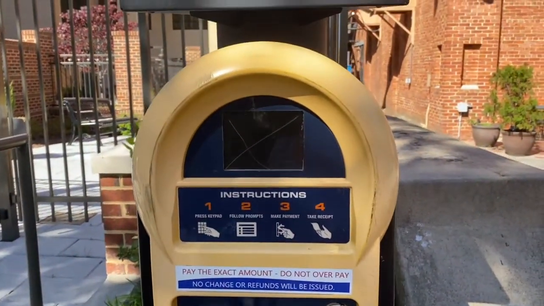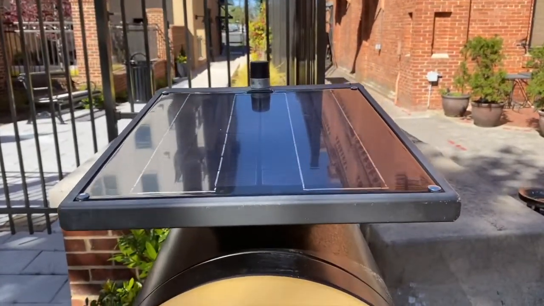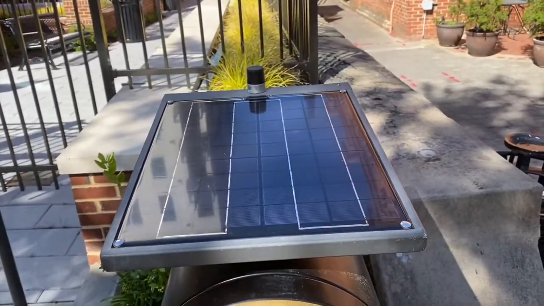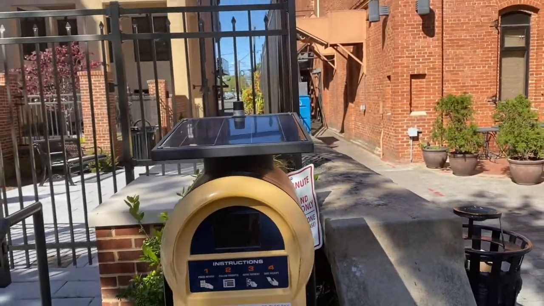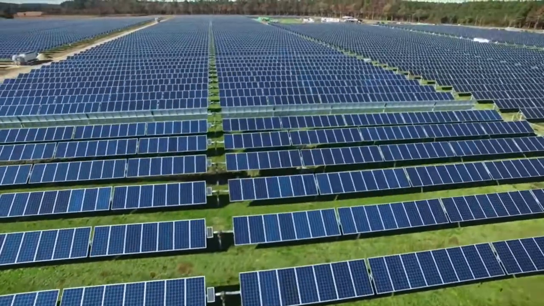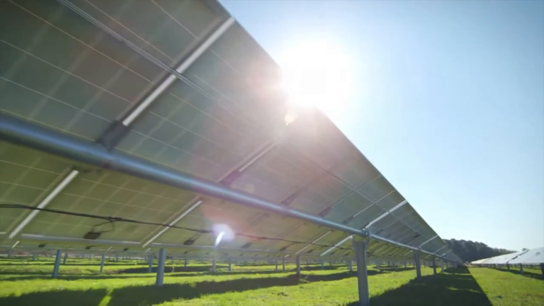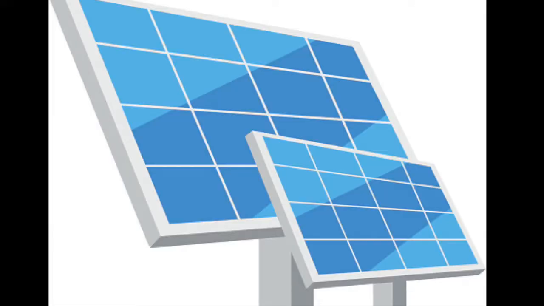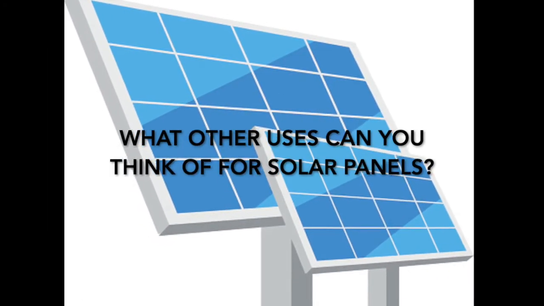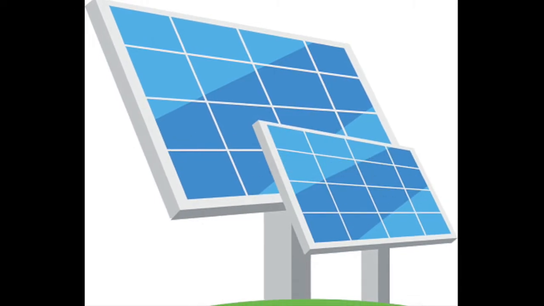Solar panels can be used for many different purposes, from using a single solar panel to power a parking meter, to solar farms like this one in Virginia, belonging to Amazon Web Services. What other uses can you think of for solar panels?